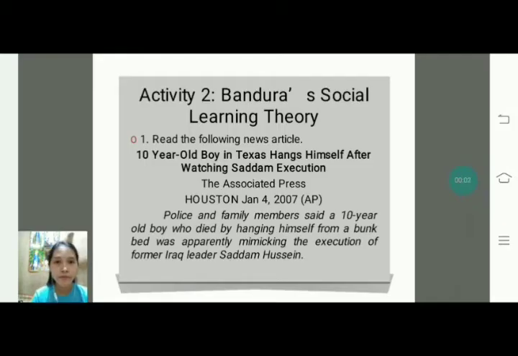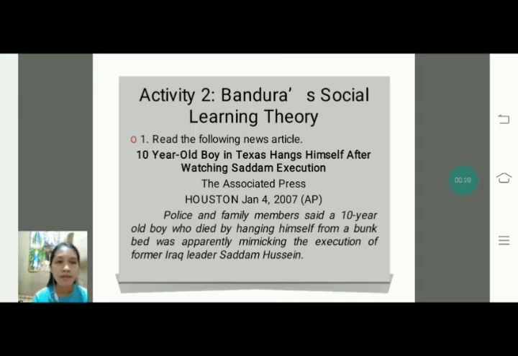Good afternoon, everyone. I will first read the following news article of a 10-year-old boy in Texas who hangs himself after watching Saddam's execution.